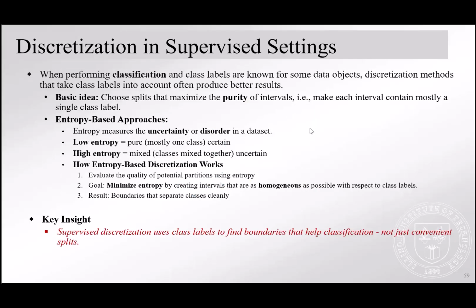Okay. Now let's look at supervised discretization, where we use the class label to guide our boundaries. That's supervised, right? When you perform a classification and the class labels are known for some data objects, discretization methods that take class labels into account often produce better results, which makes sense.